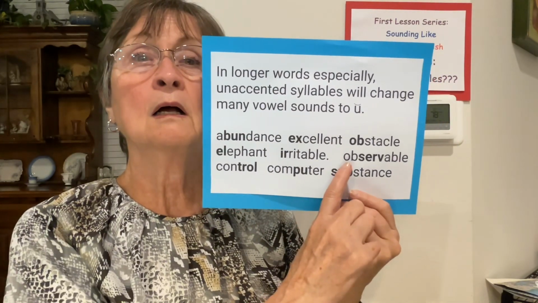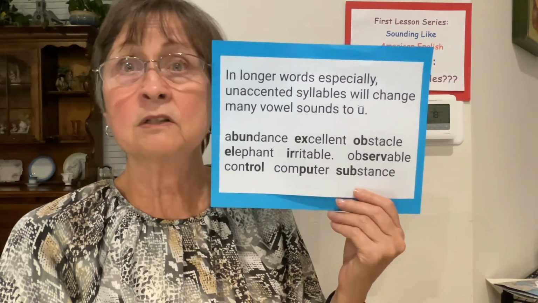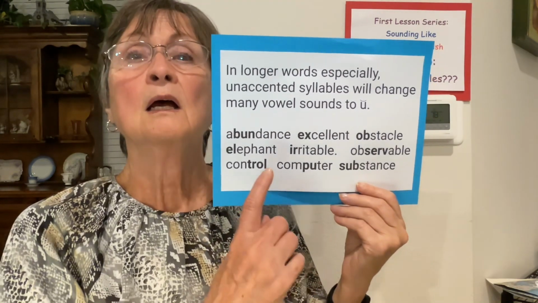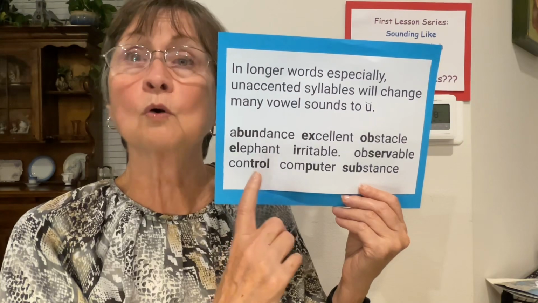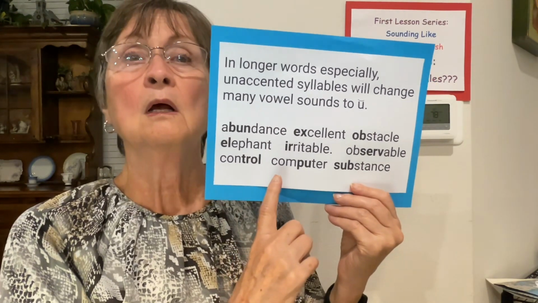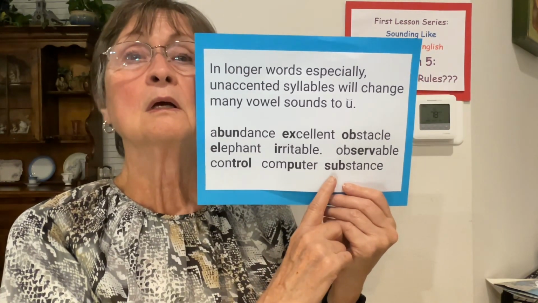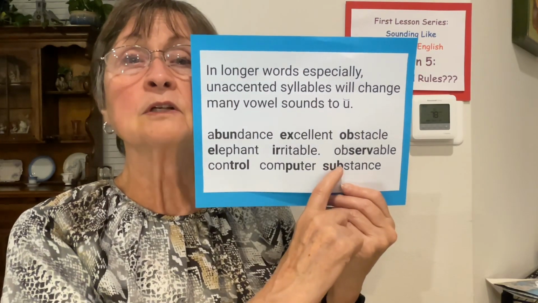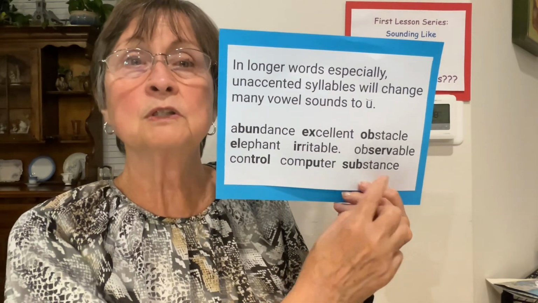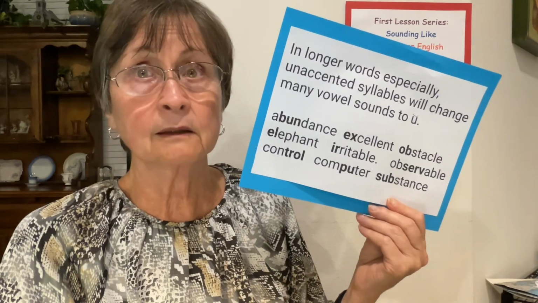Observable. Observable. We love the schwa, I don't know why. It's not pretty, but we will put it in every chance we get. Control, not control with a full vowel, but control. Computer, not computer, but computer. Sub already has a U. Substance. What substance is that? Substance. We like that. I'm sorry.